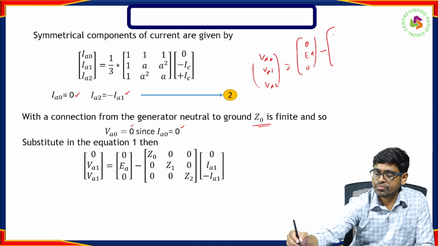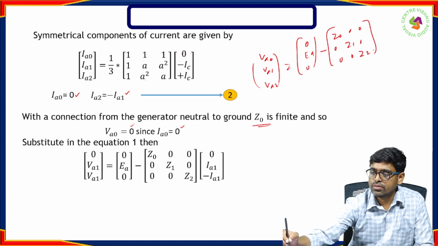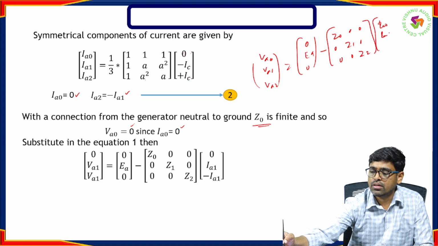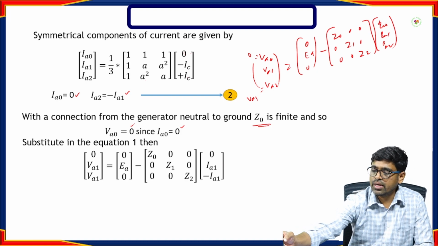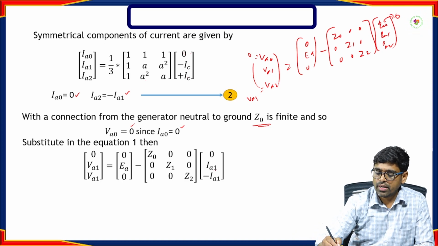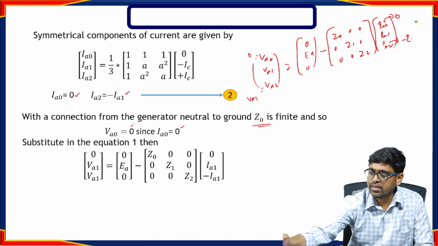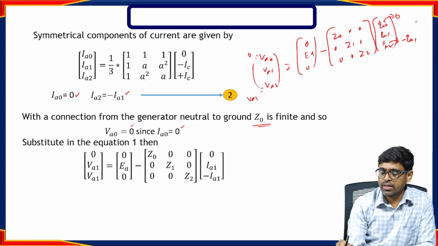minus the matrix Z0 0 0, 0 Z1 0, 0 0 Z2 into IA0, IA1, IA2. In this relation if you substitute, VA0 equals 0 and VA1 equals VA2. So we write VA1 equal to VA2, and IA0 we are getting as 0, IA1 the same, and IA2 we are writing as minus IA1. Now we can multiply this. So it is 0, and VA1 equals EA minus Z0 into IA1.